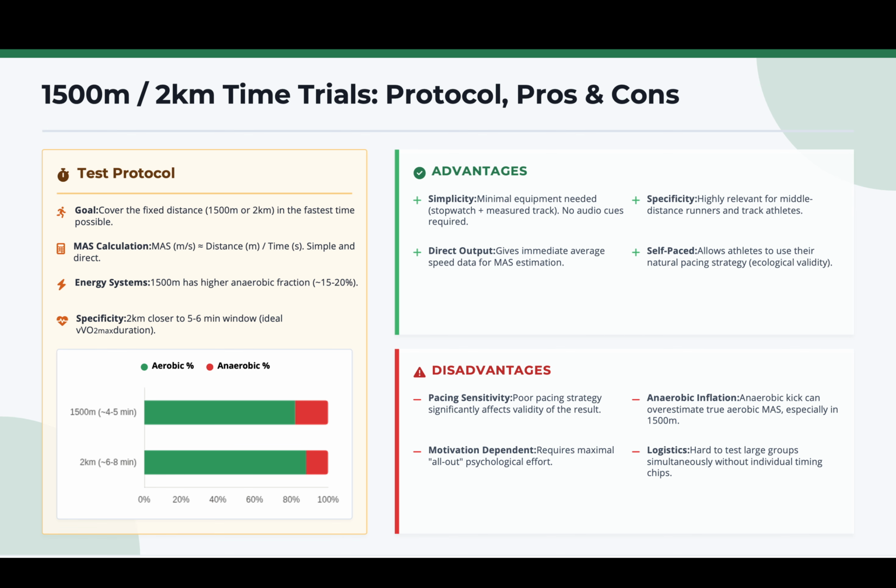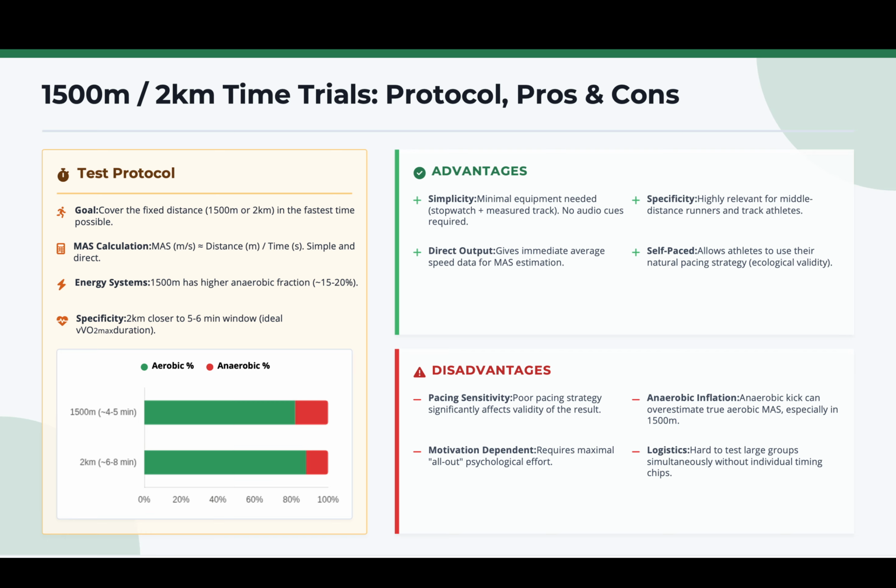The 1500 and 2-kilometer time trial protocols, pros and cons. Test protocol: cover a fixed distance, 1500 meters or 2 km, in the fastest time possible. MAS calculation is distance divided by time, simple and direct. Energy systems: the 1500 meter has a higher anaerobic fraction, around 15 to 20%. The specificity: the 2 km is closer to the 5 to 6 minute window, ideal for velocity at VO2 max duration.